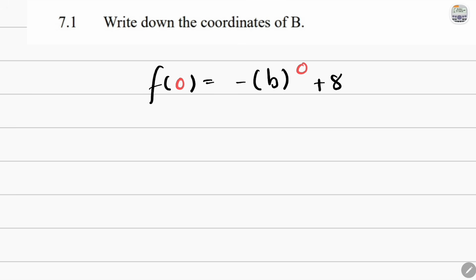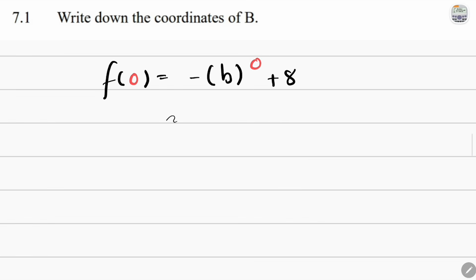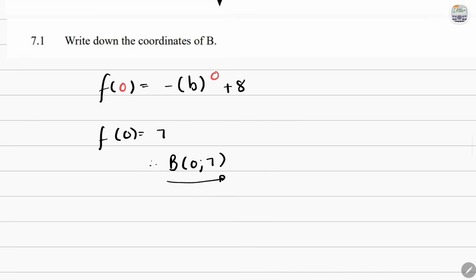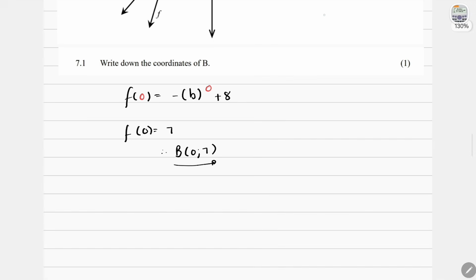So we're just saying raised to the power of 0. Anything to the power of 0 is 1, okay? So this gives us -1 because of the negative outside the bracket, and then plus 8. So 8 minus 1 is 7. And so the coordinates of B are (0, 7). And that is our answer. Moving on to the next question.